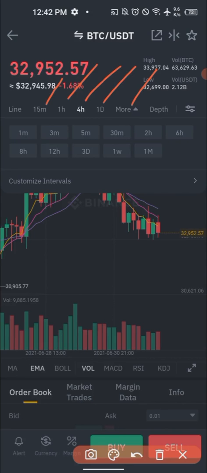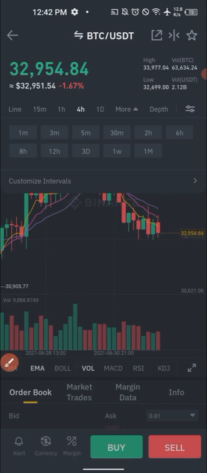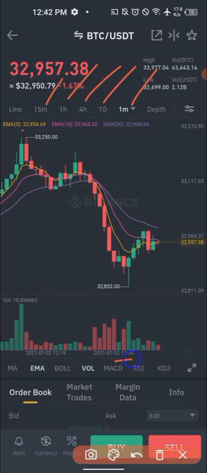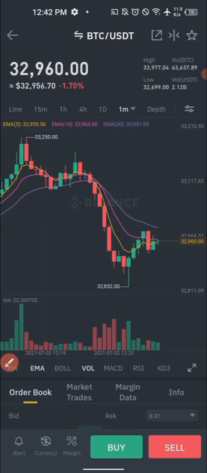Once I click on 1 minute, for example, I'll see the graph from an expanded view, meaning minute by minute. You can see from the time stamped here, this is 12:33 p.m. till 12:47. My present time is 12:47. So you can see the various candlesticks, the rise and fall, from 32,800 to 32,964 and back, and all that.